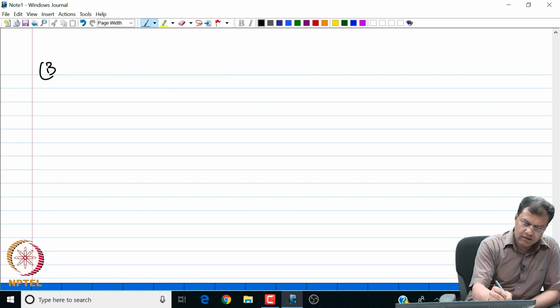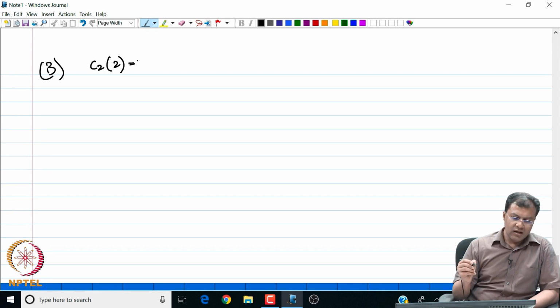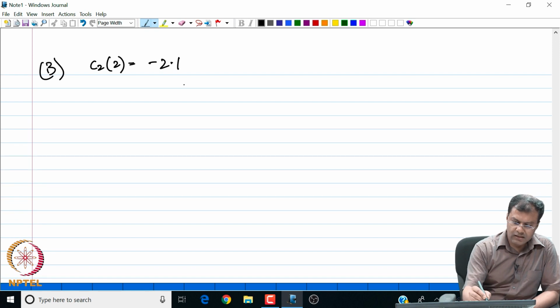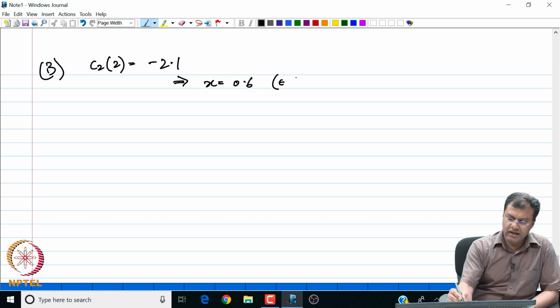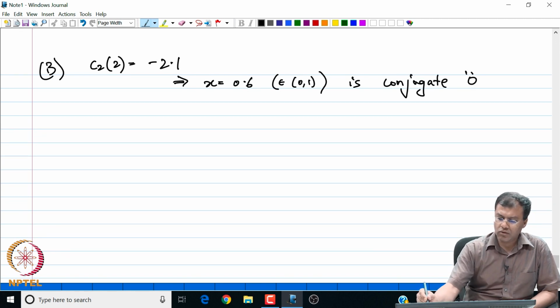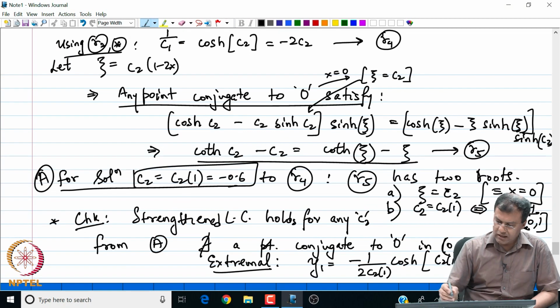We can do a similar exercise for the second case. For the second case, where C2 of 2, the second solution to star or R4, was negative 2.1, we see that this leads to x equal to 0.6, which lies in the interval from 0 to 1, coming out to be a point conjugate to 0. So, it is satisfying my condition R5, right. So, R5 is my conjugacy condition.